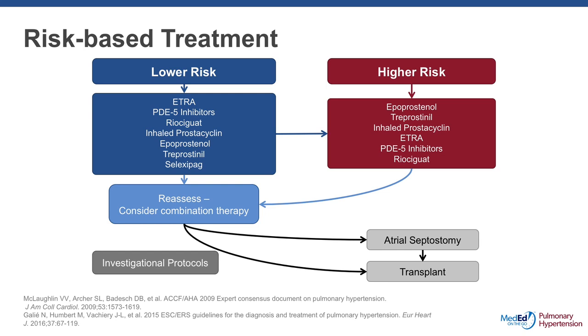And of course, if the medical therapies lose value or if there's progression of disease, other potential therapeutic options may include atrial septostomy, which is often a bridge to the ultimate option, which is lung transplantation. Of course, there are investigational protocols which are always in place and should be considered as well for these high-risk patients.